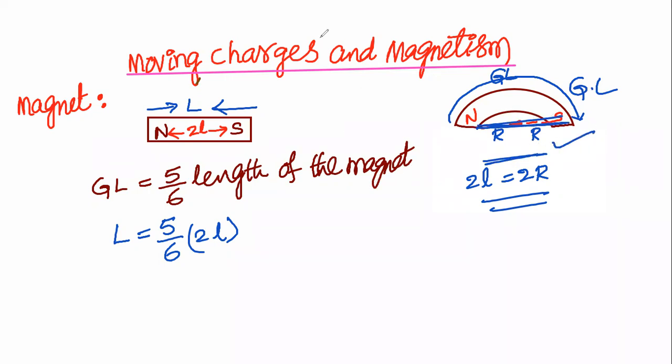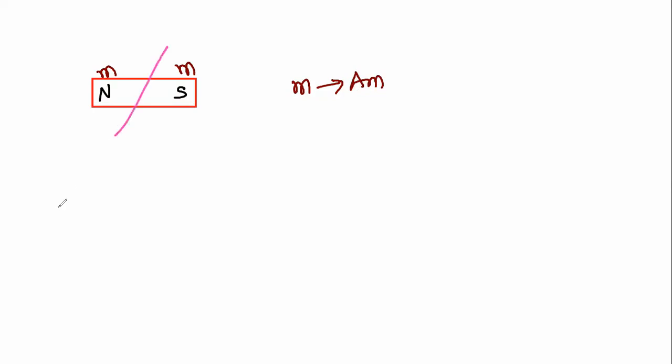magnet, right? Every magnet consists of two poles, north pole and south pole. The strength of the magnetic pole is considered as the magnetic pole strength, M. The unit of magnetic pole strength is ampere meter. Whenever we break the magnet into two parts, each part will act like a magnet.